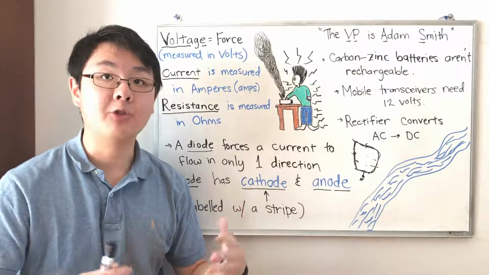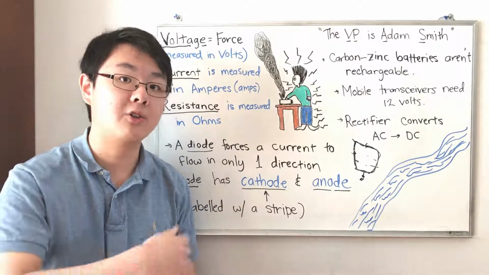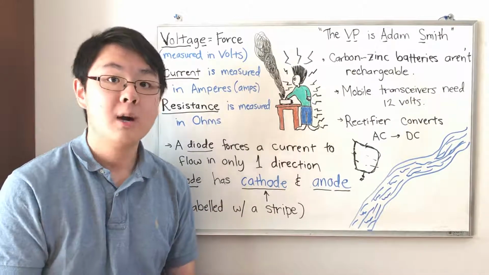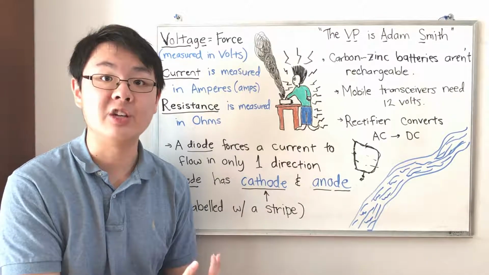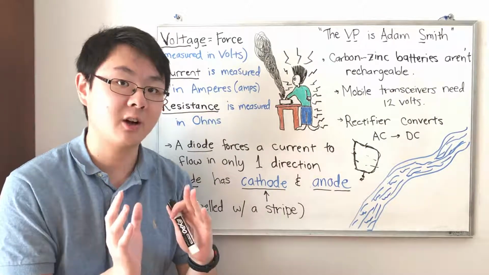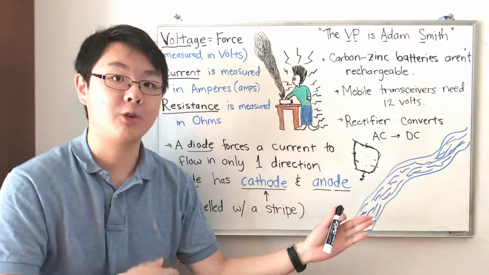Now the power in your house is alternating current. The power that comes out of the sockets in your house, that's alternating current. But appliances run DC, they don't take AC, so somehow we need to turn this AC current into DC current in order to get everything to work.